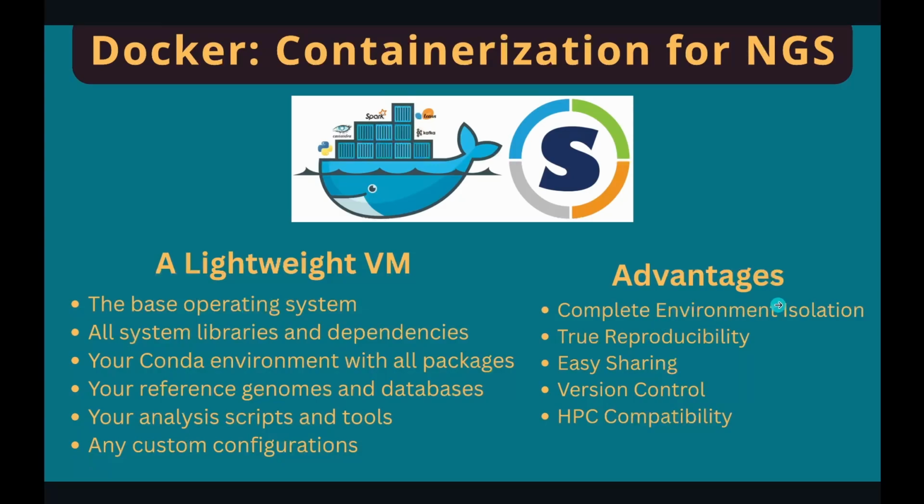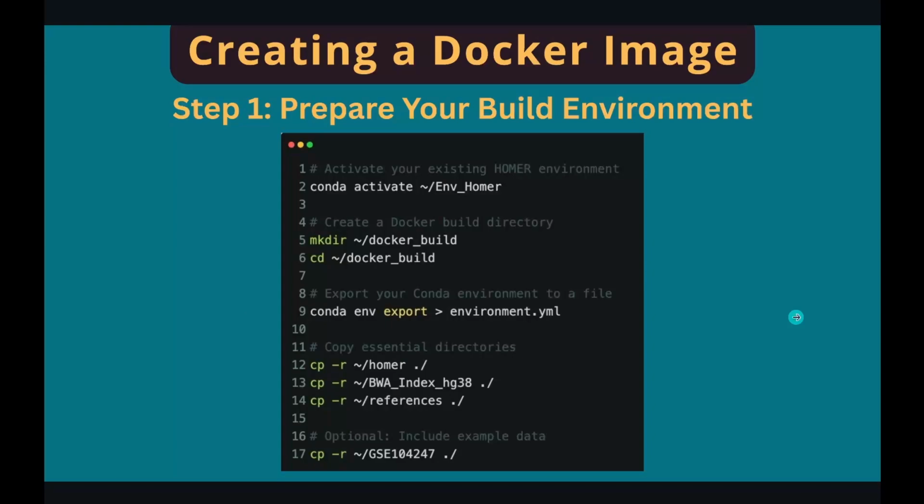Advantages: it's portable and easy to share, and has version control, and it's even HPC compatible. That means you can build your pipeline on your laptop and use it on HPC. You can even download pre-built pipelines in a Docker image from Docker Hub and directly use them on HPC. Now let's create a Docker image for the Homer environment we created for ChIP-seq analysis.